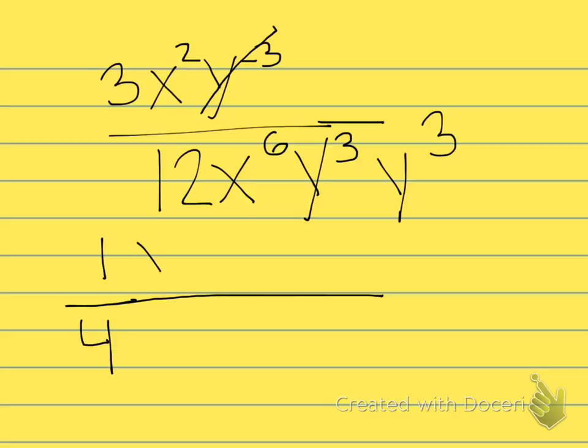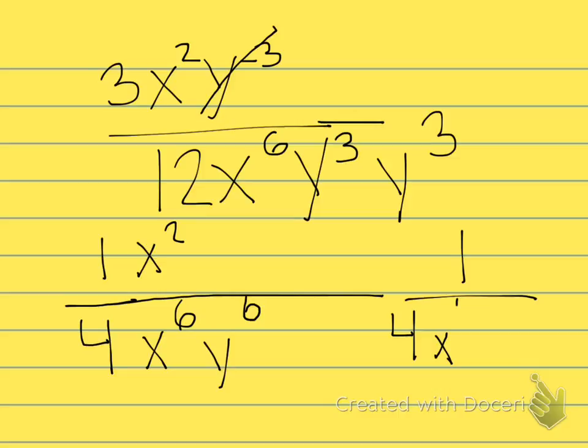So you bring it down, and then I'll write that. So when you bring it down, then you just combine them. So you keep the base, and then you add the 3, so then it would be y to the 6th. And then now all you have left to do is subtract the exponents for the x's, and so it would end up being 1 over 4x to the 4th, y to the 6th. That's it.